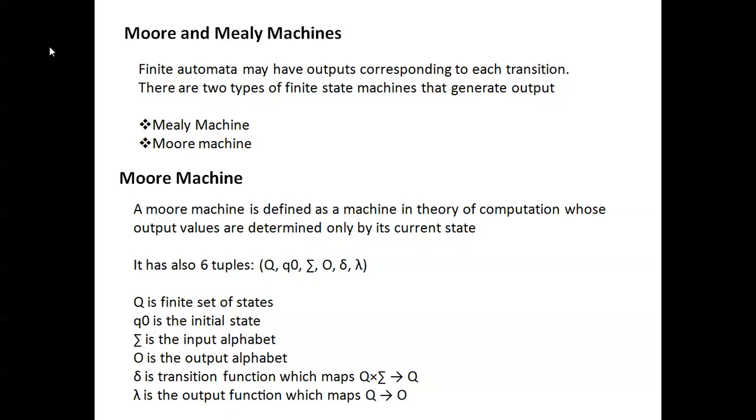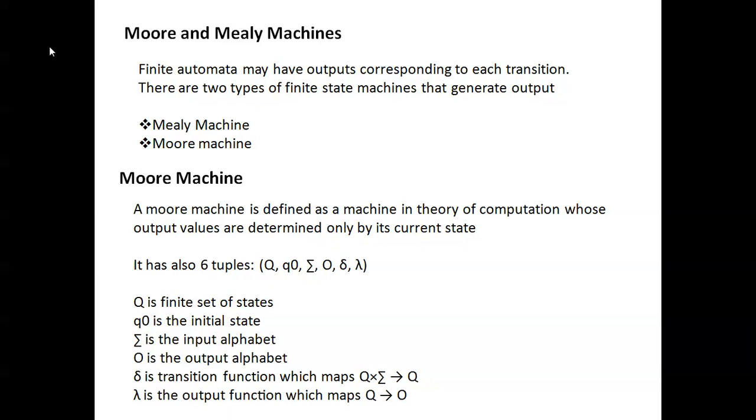Finite state machines, based on their generation of output, are divided into two types. One is the Mealy machine, and another one is the Moore machine. So what is a Moore machine?